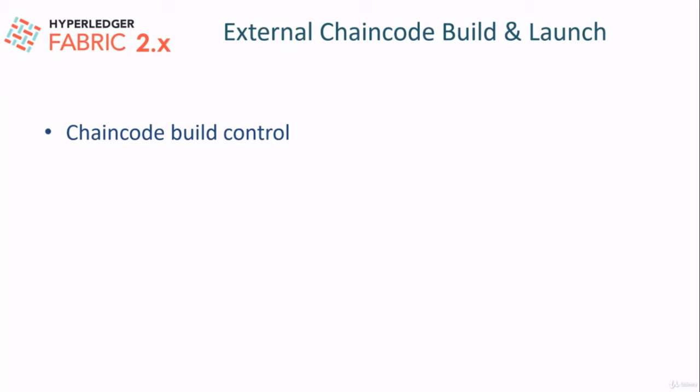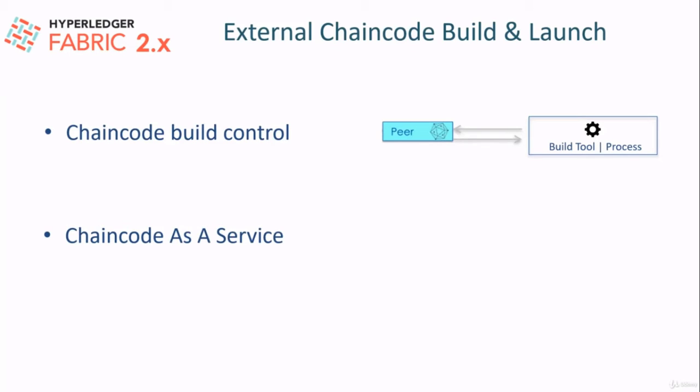Chain code build process in 1.x used to be carried out by the peer by launching a build container. Now that process still works in 2.x, but in addition to the container-based build mechanism, peer also supports an external build interface. So what that means is that you can put together your build process in an independent component and then configure the peer to use that independent component to build the chain code.